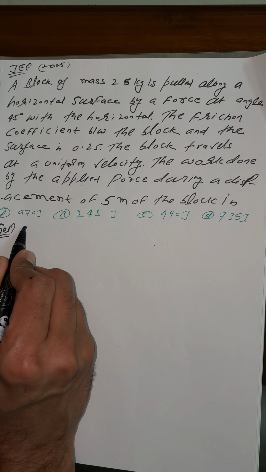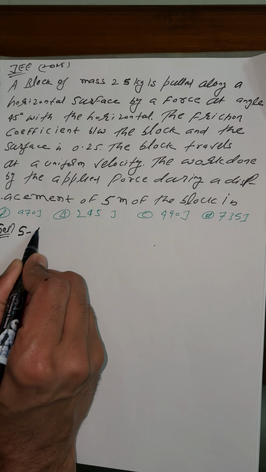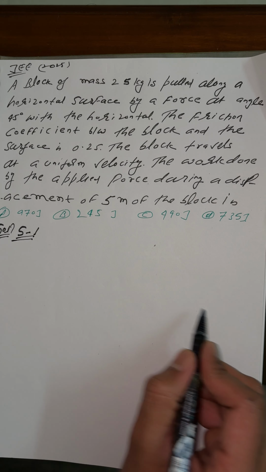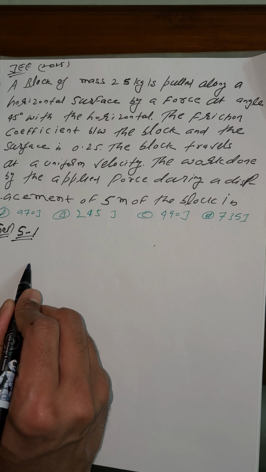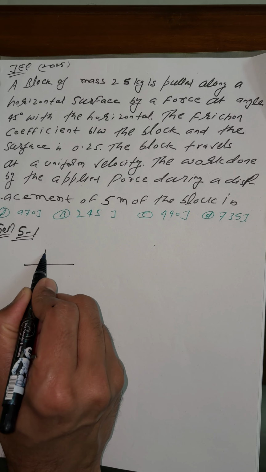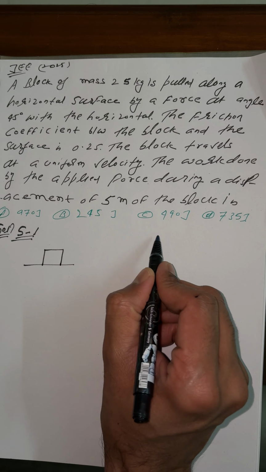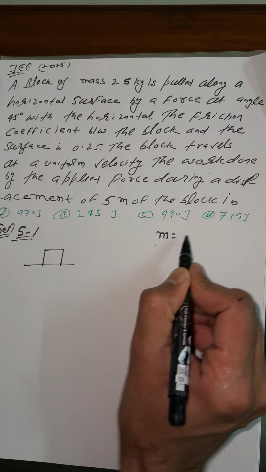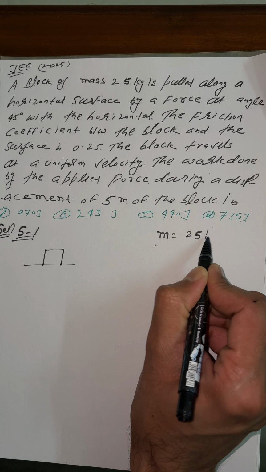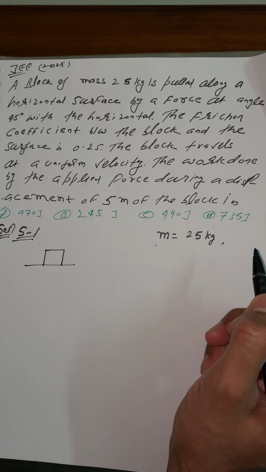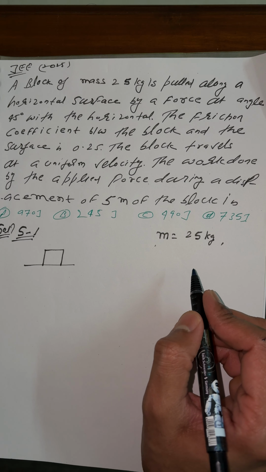As usual, we can solve any question step by step, student. Step 1. What's in the question? There is a block freely lying on the floor. Mass of the block is mentioned in the question. What is it, student? That is 25 kilogram. Listen to me carefully. You will easily understand the solution of the question.